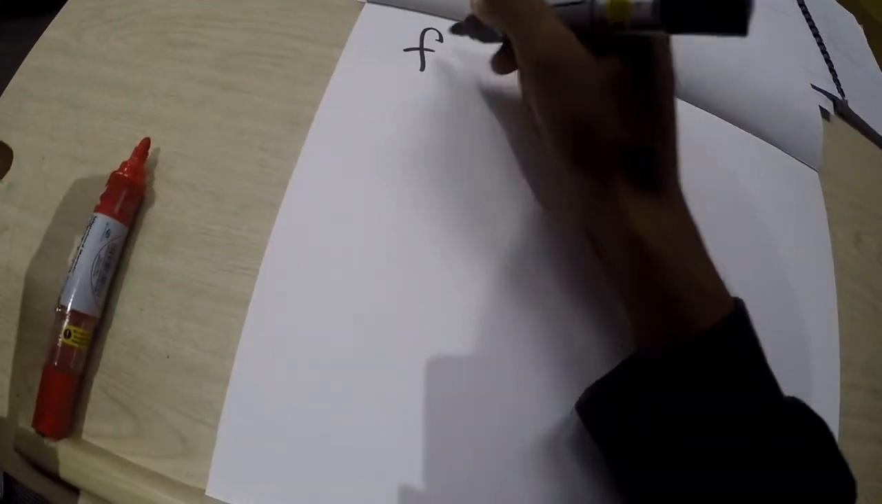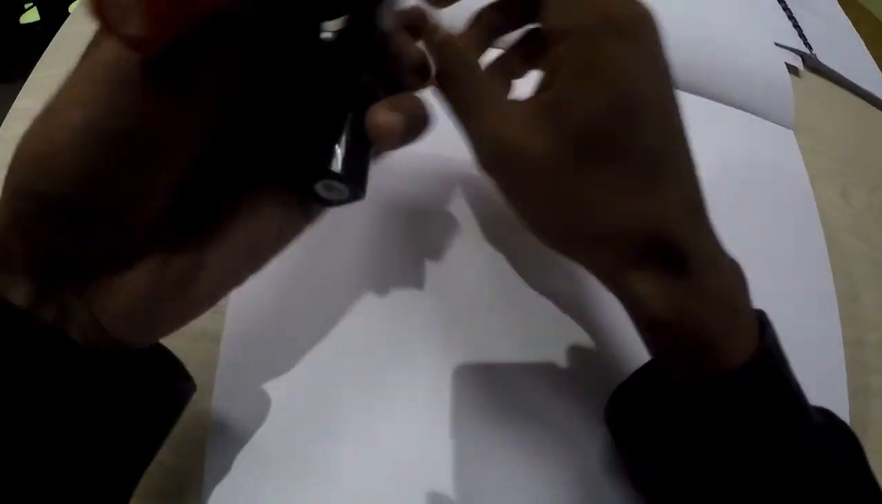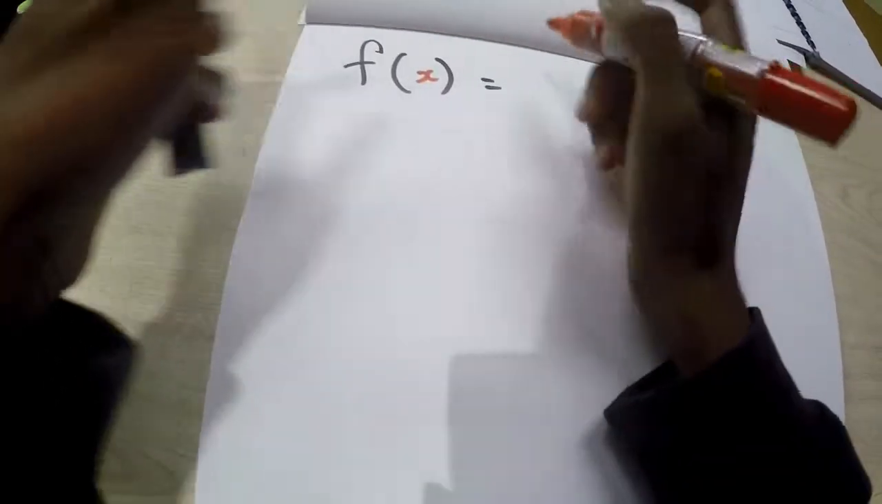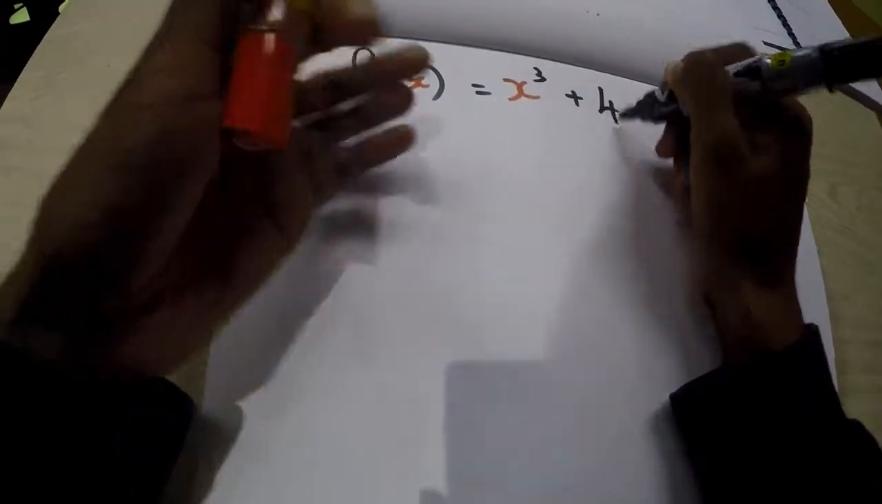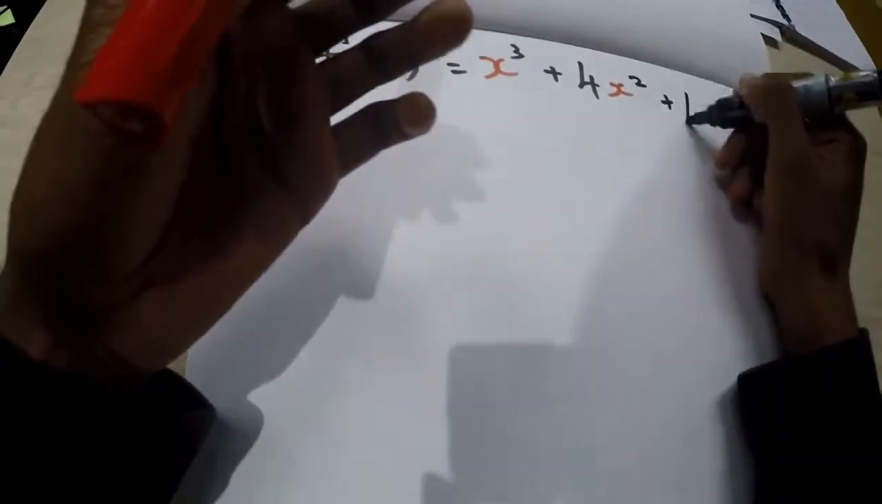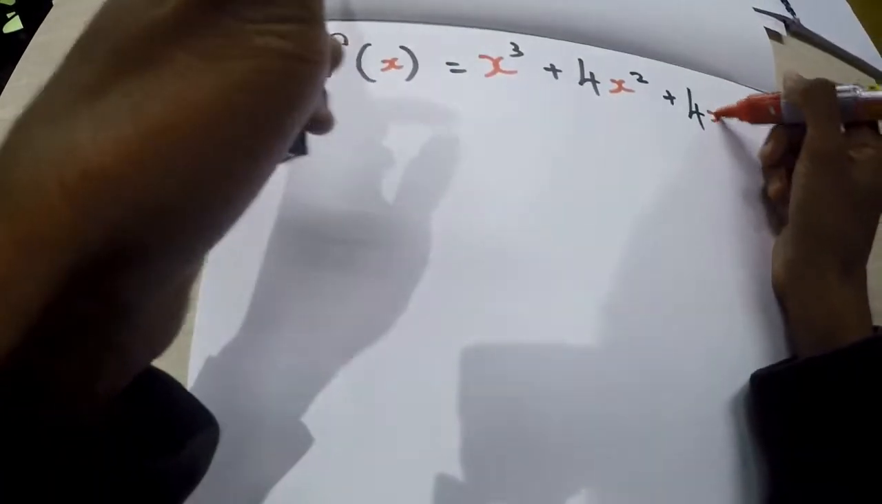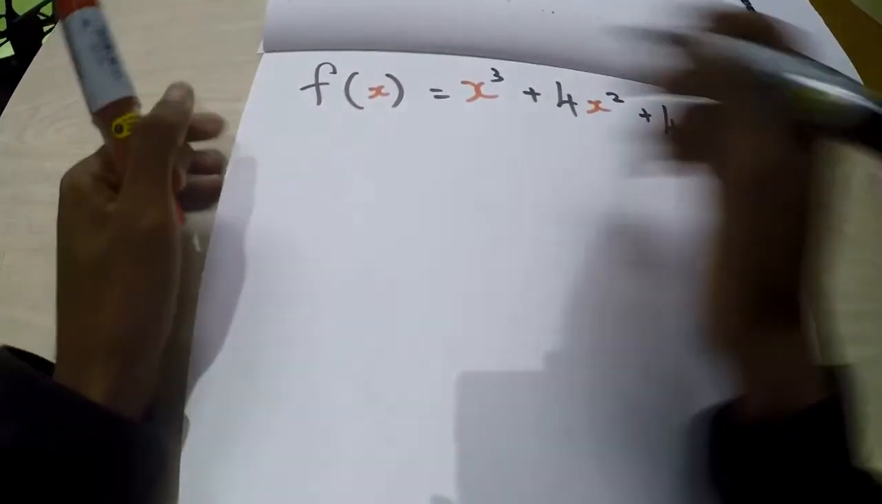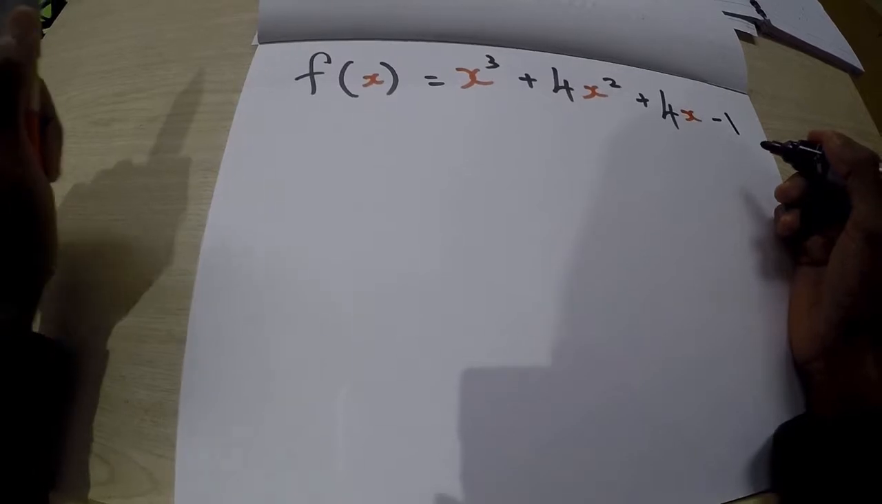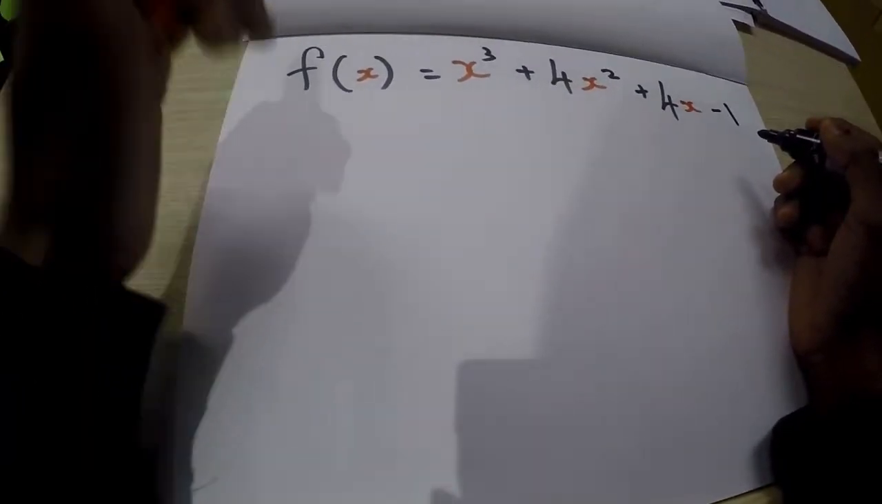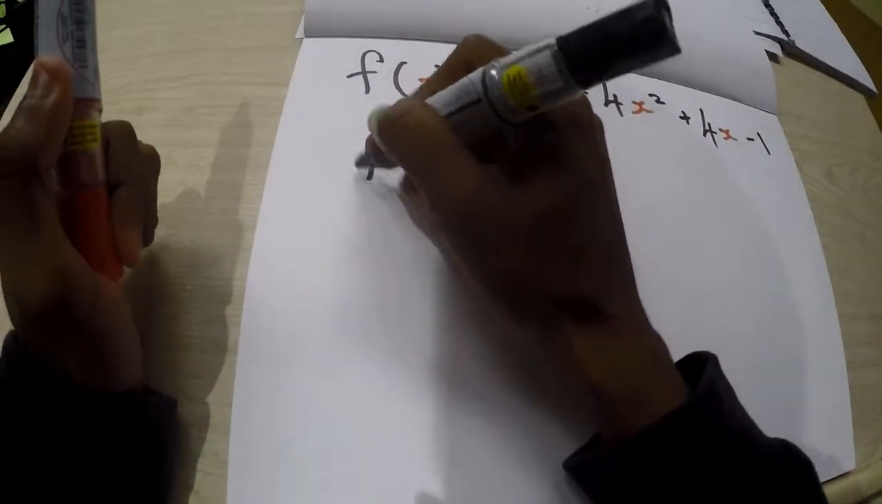Okay, now we are going to try an example on how to find increasing and decreasing functions. Okay, let's see, the given function is f(x) equals x cubed plus 4x squared plus 4x minus 1. So this is a given equation. The first thing we have to do before we find out if it's an increasing or decreasing function is to find the differentiation of the given function. So now let's find f prime x.